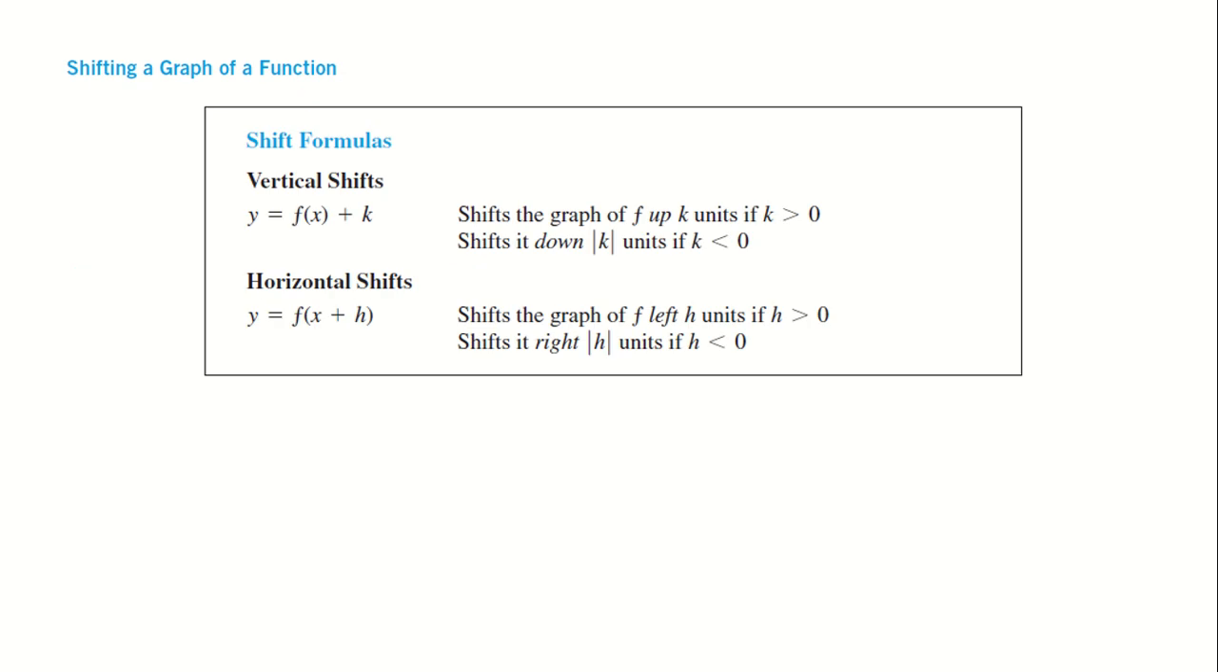Now, shifting the graph of a function, that is also called a transformation. There are two types of shifting. First one is vertical, second one is horizontal.